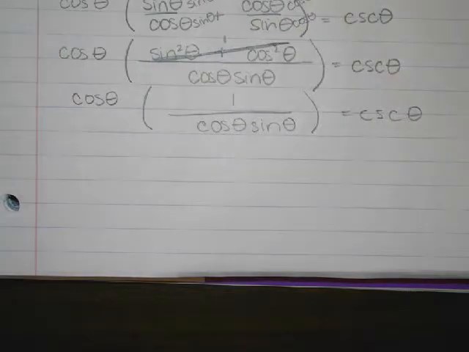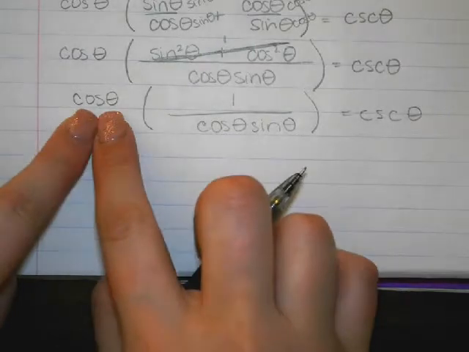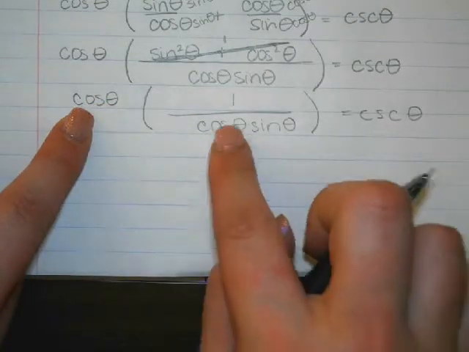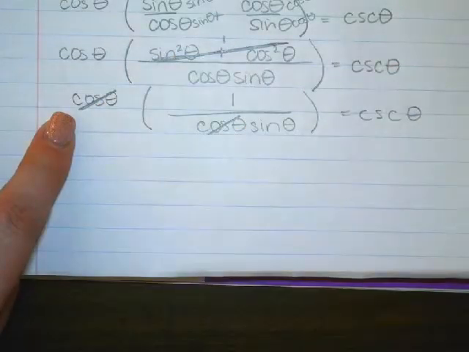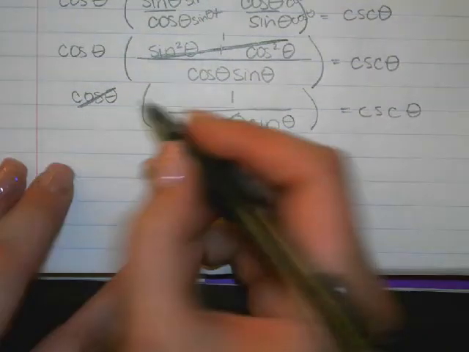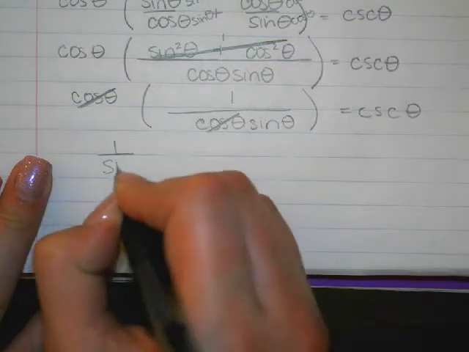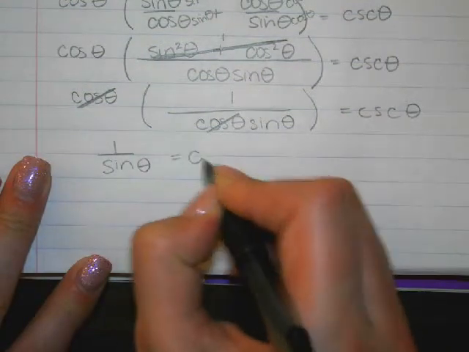Okay. Anyone see what we could do next? Yeah, so if we think about multiplying these, we are multiplying by cos, here is dividing by cos, so that means they can cancel, right? And so we have 1 over sine equals cosecant.